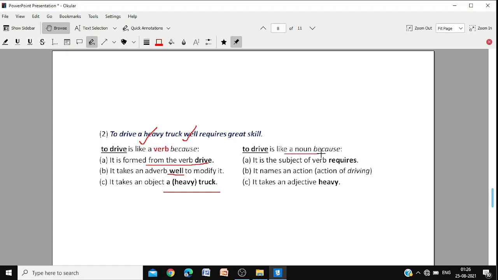It's like a noun because it is a subject, the subject of the verb requires. To drive requires great skill. It names an action. It takes an adjective, heavy: to drive a truck and to drive a heavy truck. So it's like a noun as well as a verb, preceded by to. This is an infinitive.